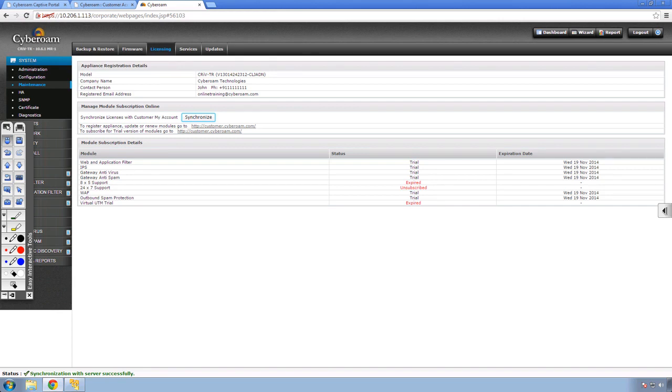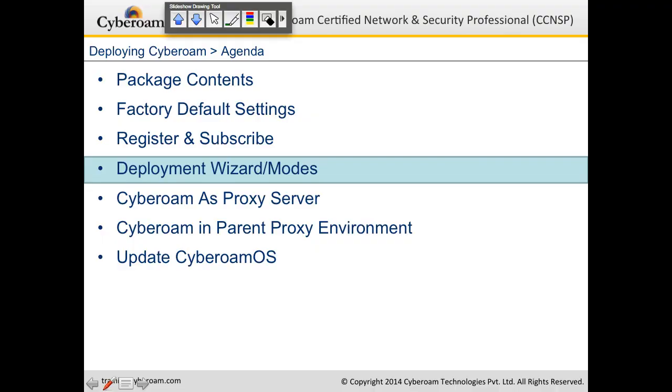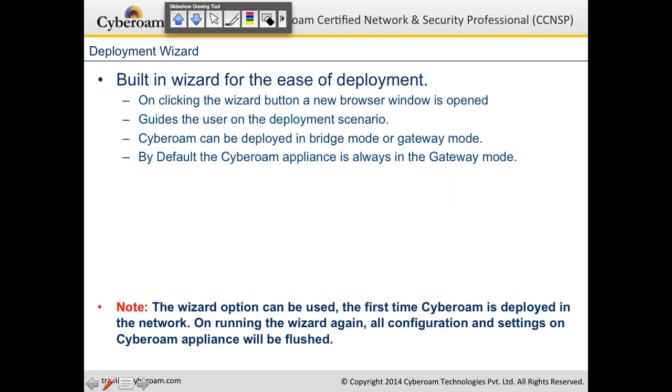So let's get back to the presentation. Alright, so we're back to the presentation. So let's discuss the different deployment wizard and different deployment modes in Cyberoam. We've got a built-in wizard for the ease of deployment. On clicking the wizard button, a new browser window will be opened and it guides the user through different deployment scenarios. Cyberoam can be deployed in bridge mode or in gateway mode. By default, the Cyberoam appliance is always in gateway mode.